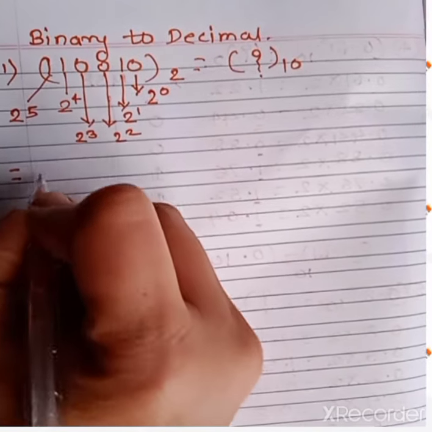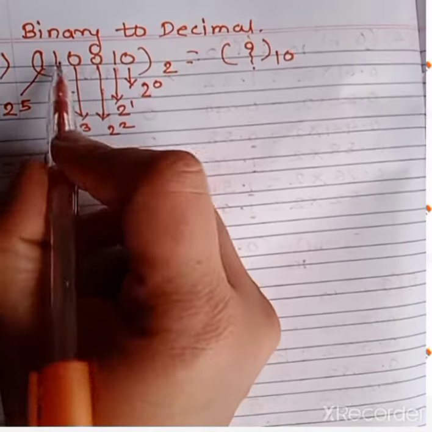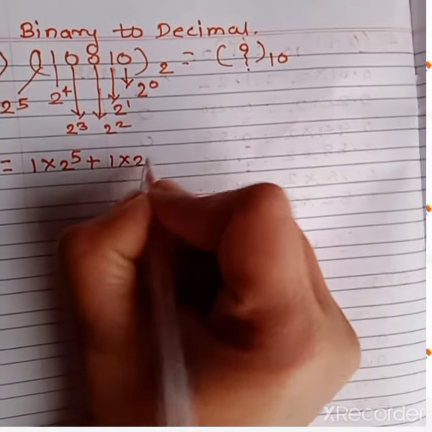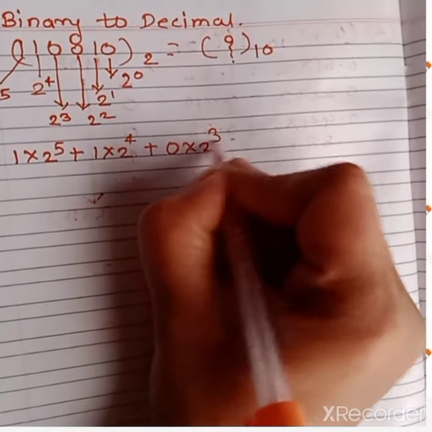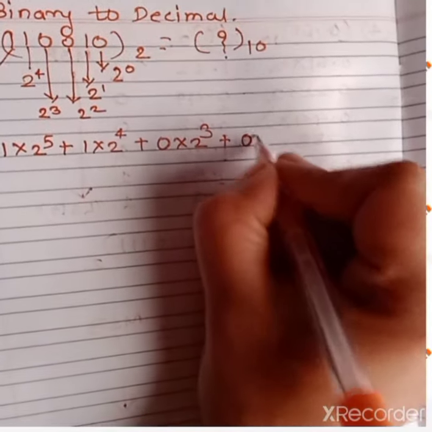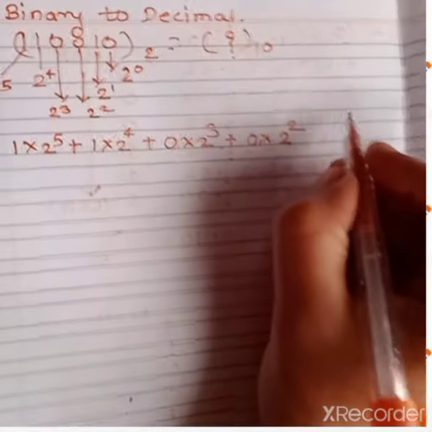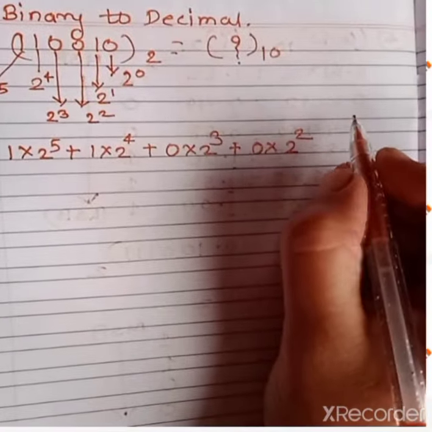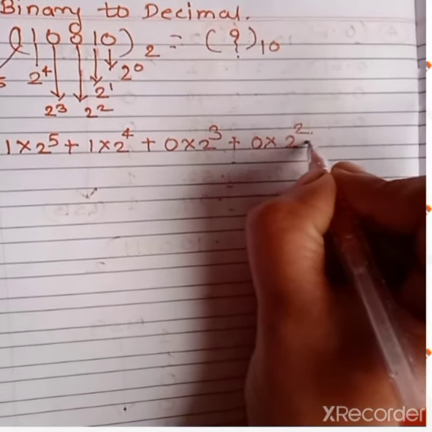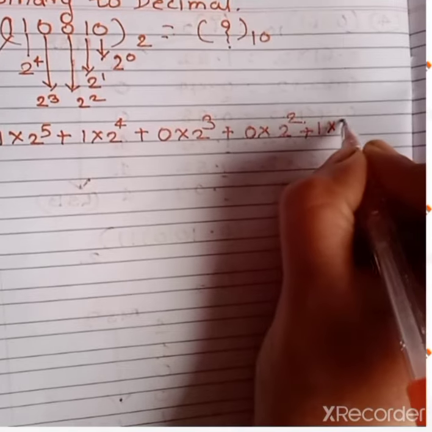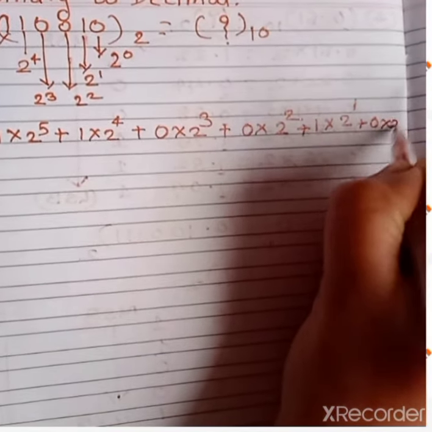So 1 into 2 raised to 5 plus 1 into 2 raised to 4 plus 0 into 2 raised to 3 plus 0 into 2 raised to 2 plus 1 into 2 raised to 1 plus 0 into 2 raised to 0.